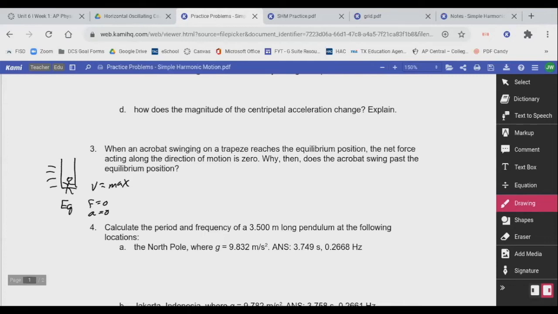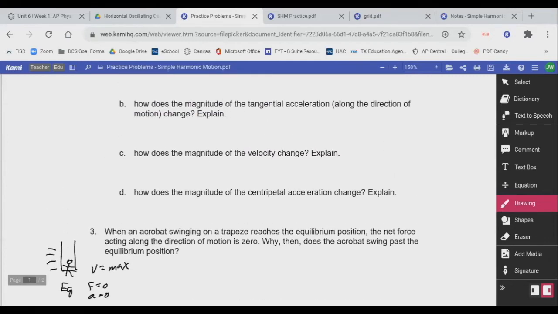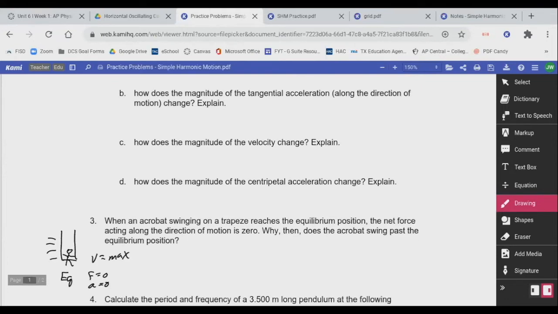All right, let's see, 2B, how tangential acceleration decreases. Someone asked about 2B: how does the magnitude of tangential acceleration change? And they're wondering how it decreases.